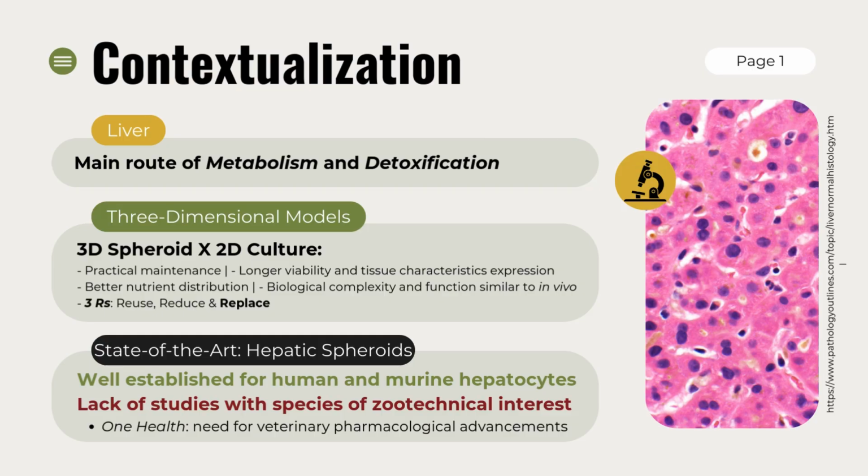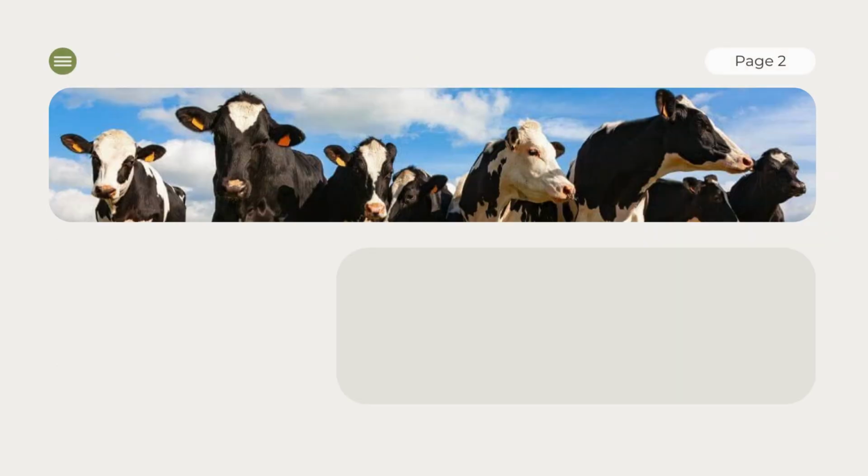Despite these advances, most existing models are based on human or murine hepatocytes, and there is a clear lack of standardized models for livestock species such as cattle. This gap limits species-specific pharmacological studies, veterinary drug development, and the assessment of nanomaterials used in animal health.